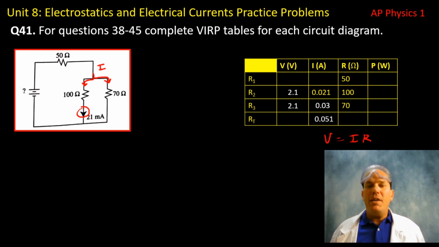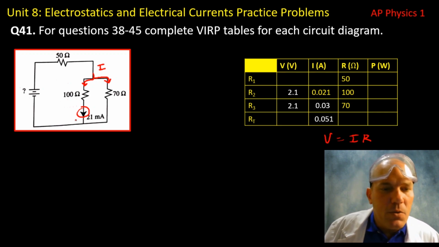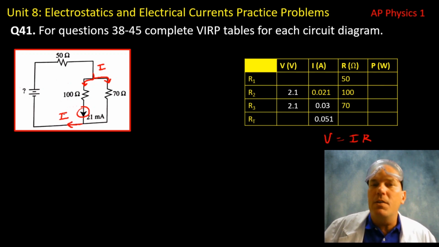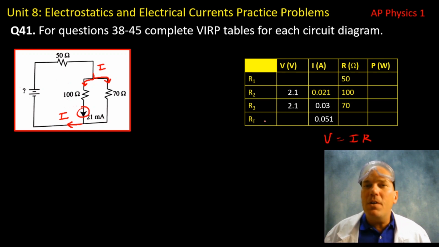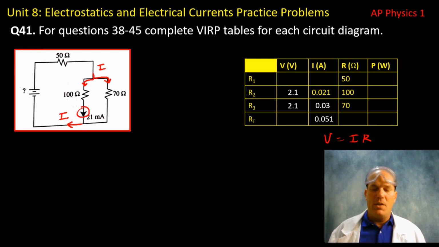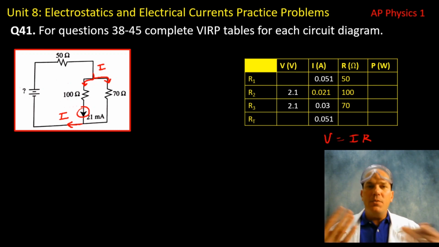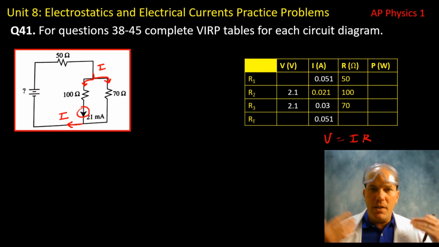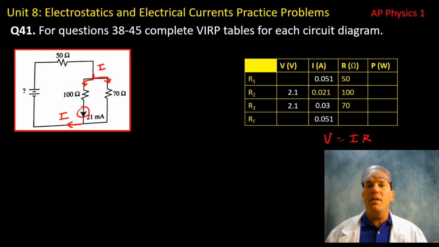Then we can say, well, that's the total current. When R2 and R3 come together, this is the total current. So now we know the current for the whole circuit to be 0.051 amps, which means we can go up and put it for resistor 1, because resistor 1 is in series, and the current in a series combination will remain constant. And in this case, it's the total current through this particular circuit.